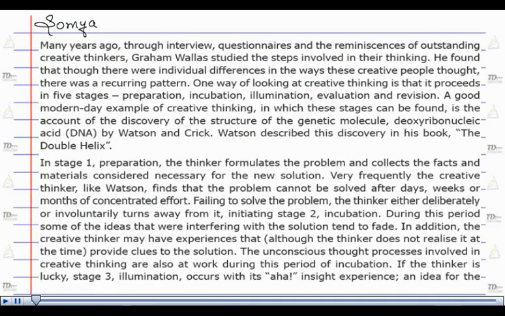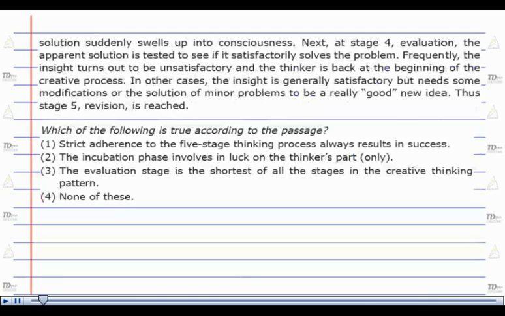Hello, I'm Soumya. The passage is, and now the question. Which of the following is true according to the passage? And now for the solution.